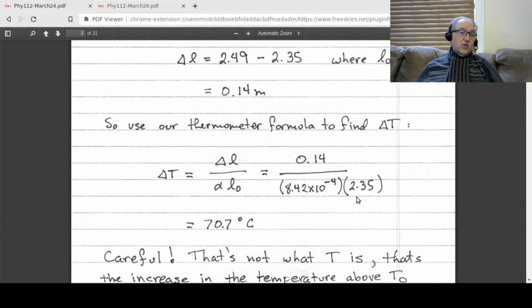But we have to be careful here, and this is a common mistake that students make with this problem. Okay, that's not T. Whoops.